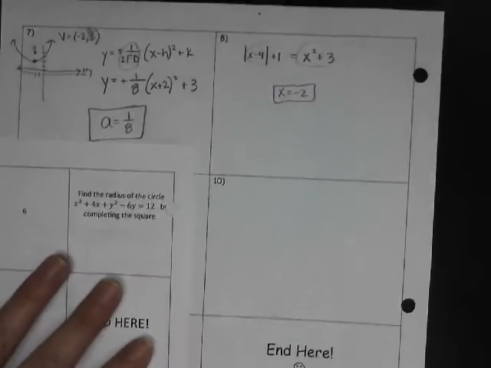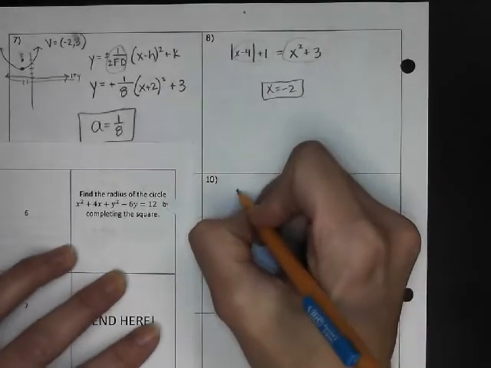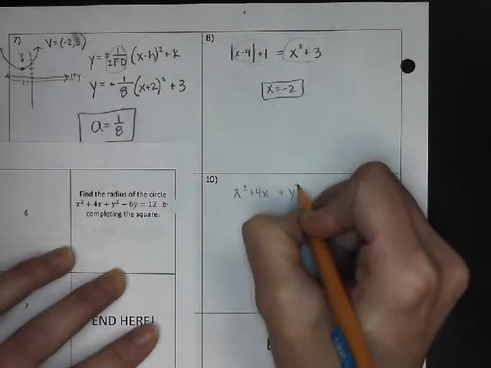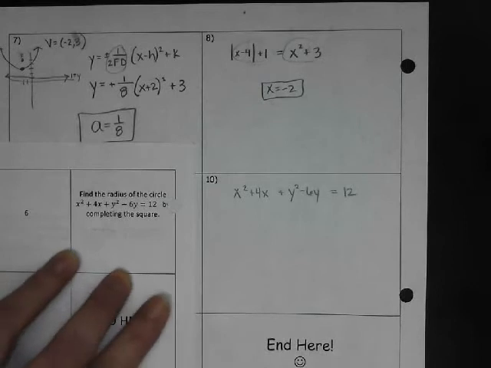There it is, 6. Okay, find the radius of the circle. So this is like completing the square. This one's actually pretty nice for you because the x's are already grouped together, plus the y's are already grouped together, and the constant's already on the other side. So sometimes you have to rearrange yourself.